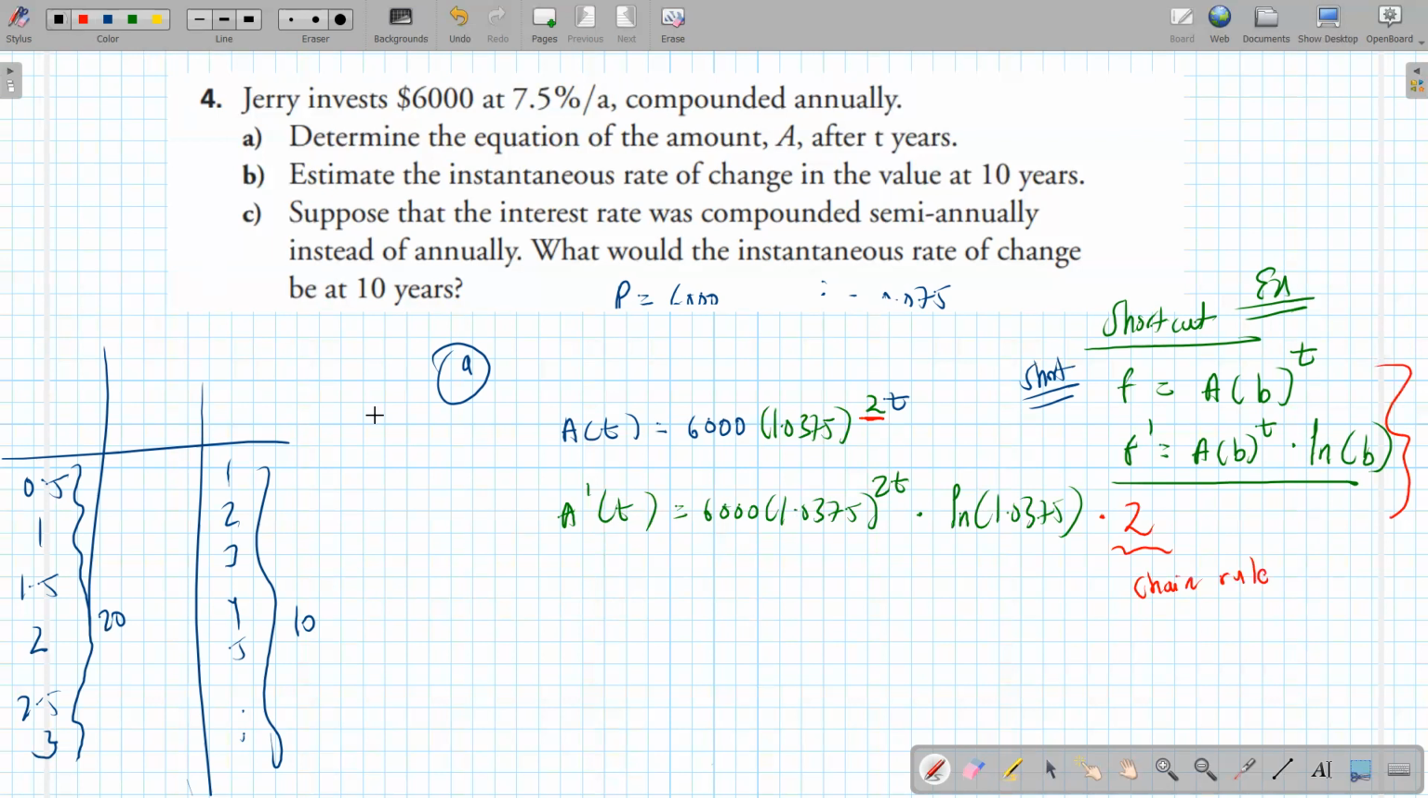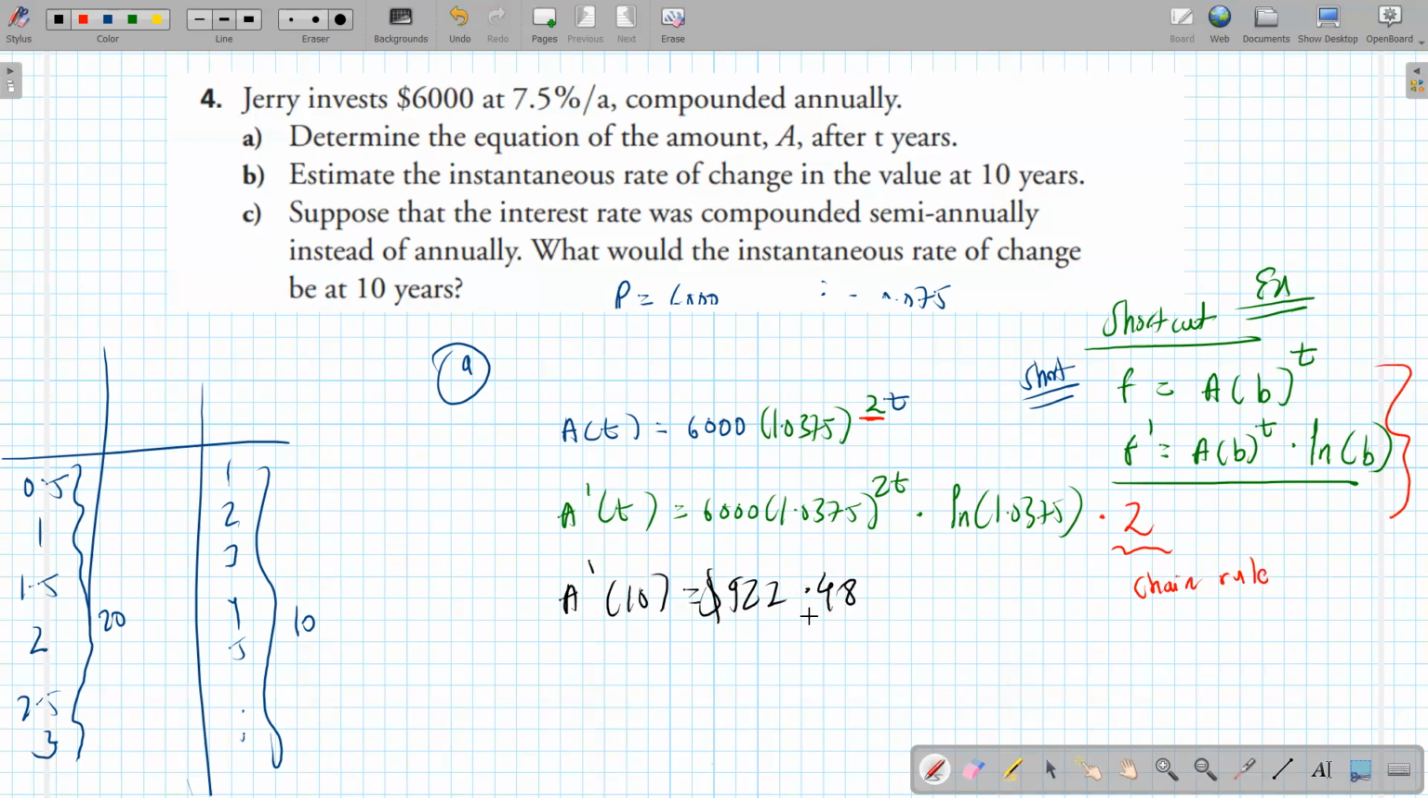Now let's find A prime of 10. And usually what happens is the more the number of compounding periods, the higher the interest. So I'm expecting this rate of change to be higher than 894. So now let's plug in 10 in there. So 6,000 times 1.0375 to the power of 20 times 2 times ln of 1.0375. And I get 922. So the prediction was right.